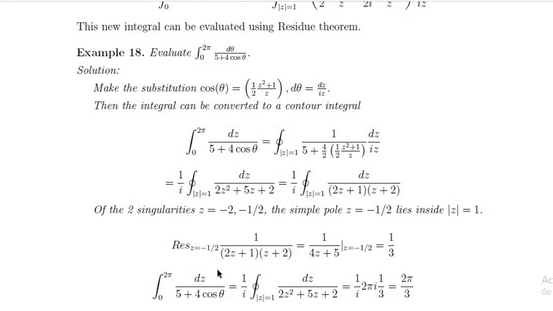So calculate the residue at the point inside the unit circle. Residue at z equal to minus 1 by 2 equal to 1 by 3. Therefore, by Cauchy's residue theorem, integral 0 to 2 pi d theta by 5 plus 4 cos theta is equal to 1 by i into 2 pi i into the residue value, that is 1 by 3. So 1 by i into 2 pi i into 1 by 3. The answer is 2 pi by 3.